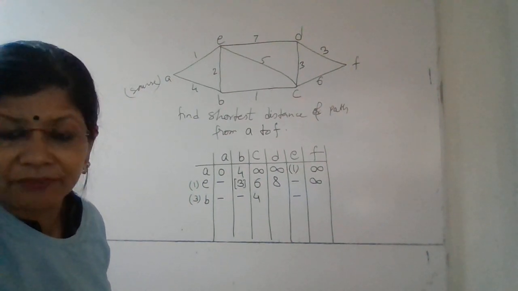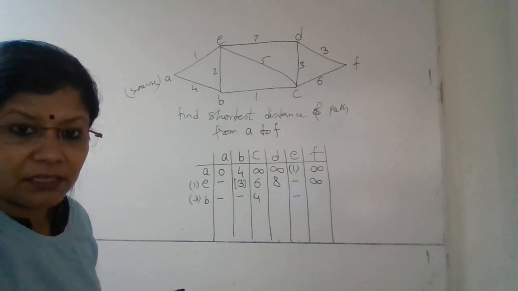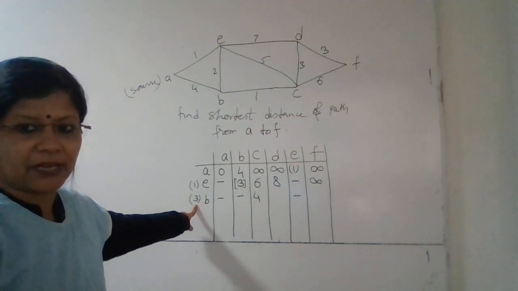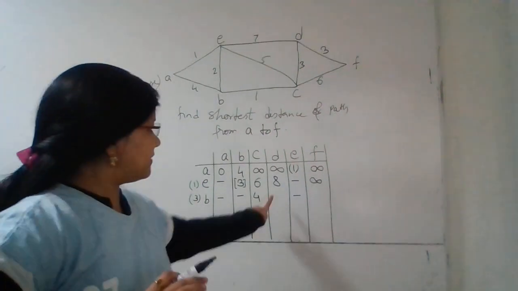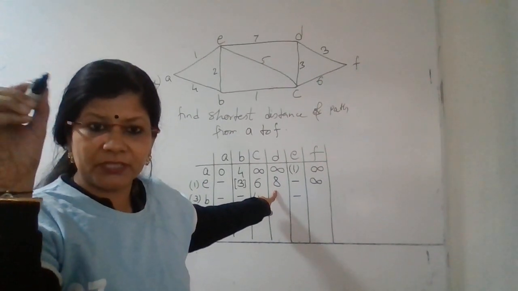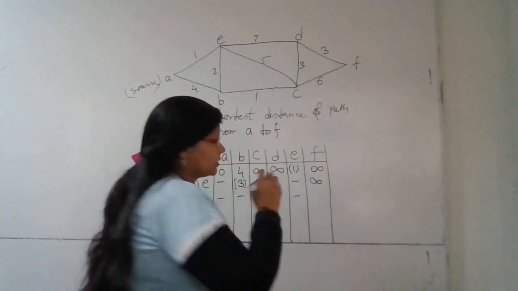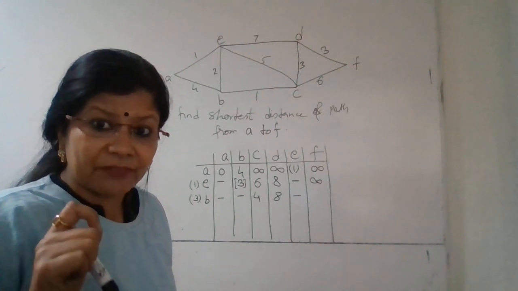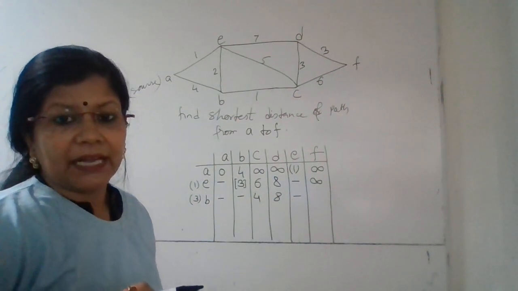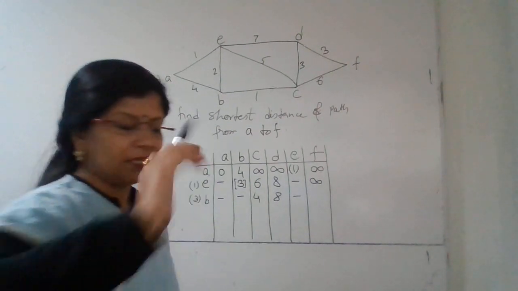Now go B to D. B to D doesn't have any direct edge, so that B to D value is infinity. Infinity plus 3 is infinity, but the previous value is 8. The minimum value of infinity and 8 is 8, so we write down the 8 value, the minimum value. Next one is blank, and B to F is infinity.